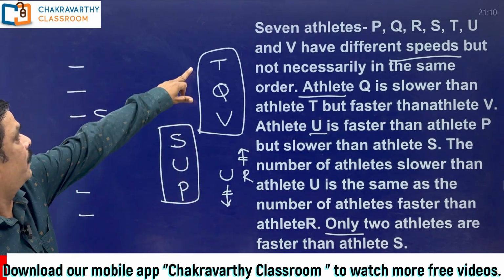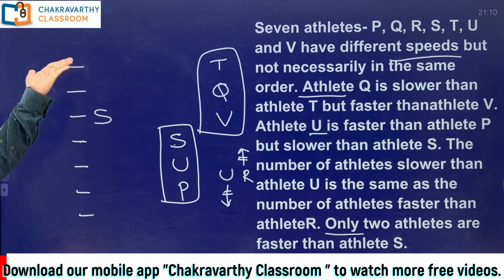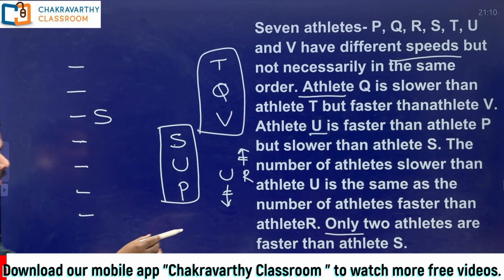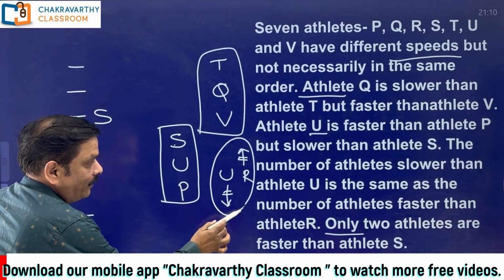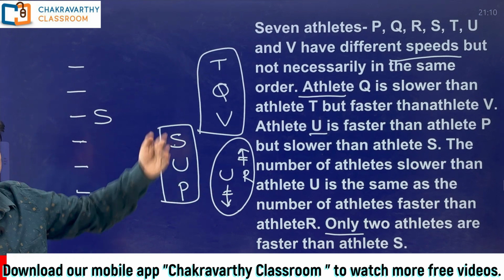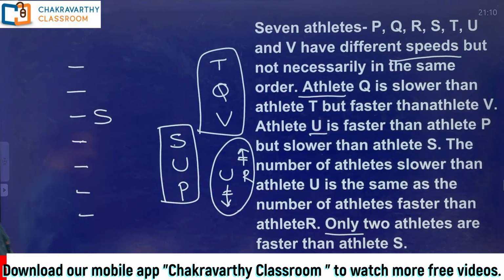Then which clue shall I take? T, Q, B. No way. Where shall I keep this one? I don't know where to go for this one as well. Now try to use this clue. What they have given here: the number of persons below U equals the number of persons above R. But one thing is clear, that U should be below S.